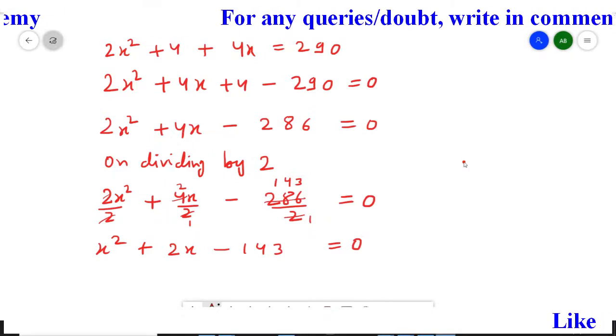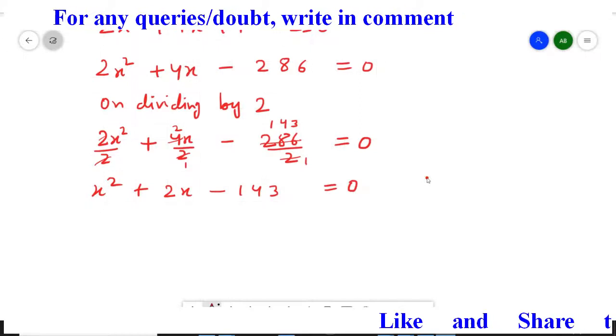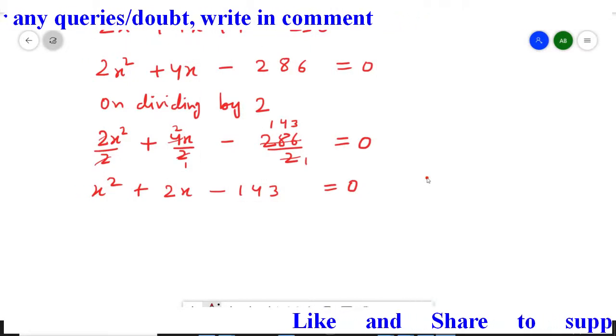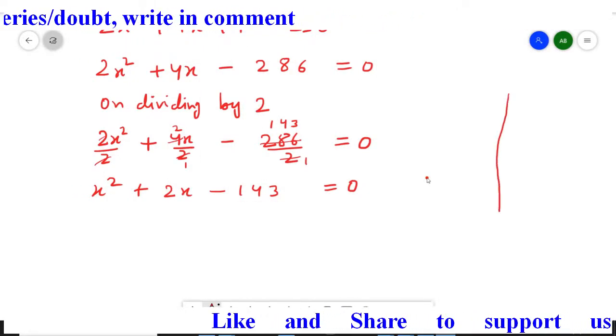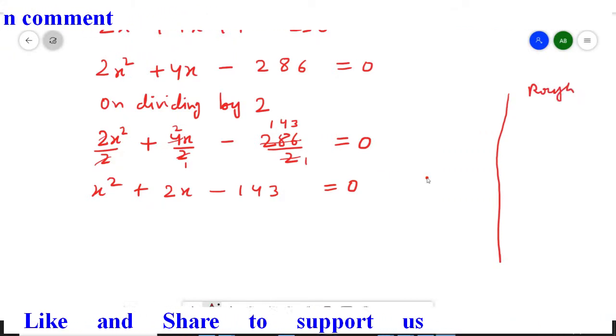Now we have to factorize this equation. To factorize this equation, in the rough work we are going to write it here again. So it's our rough work, students.